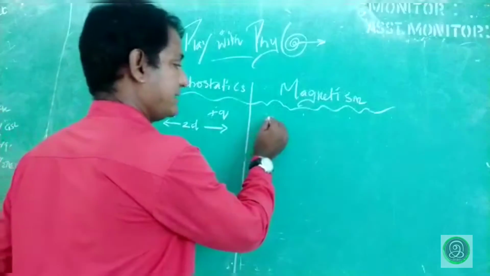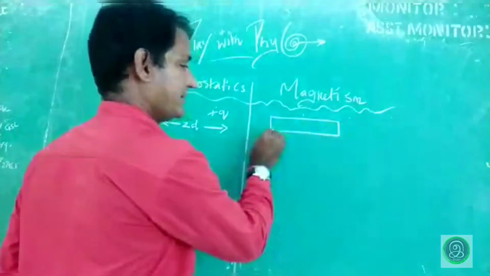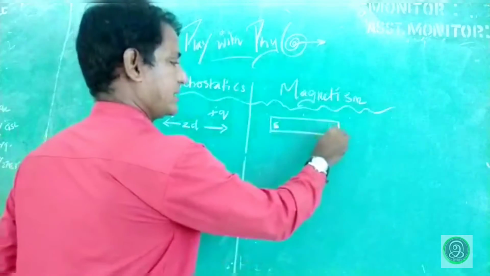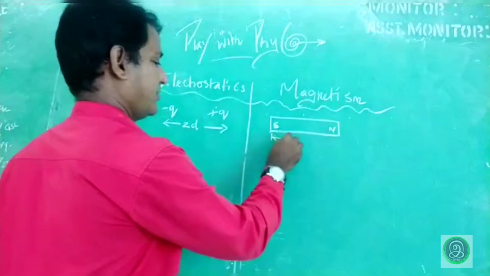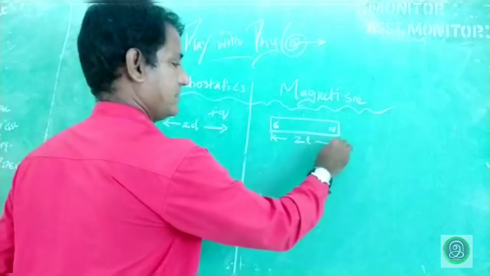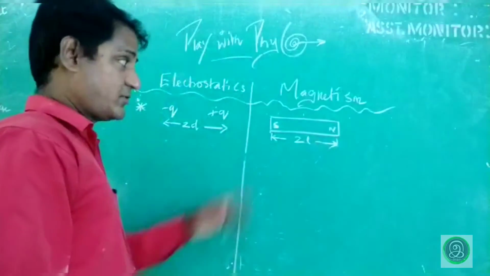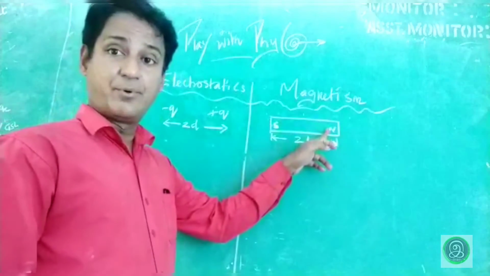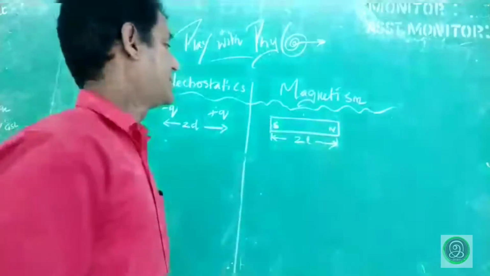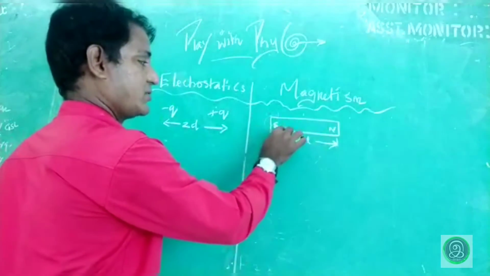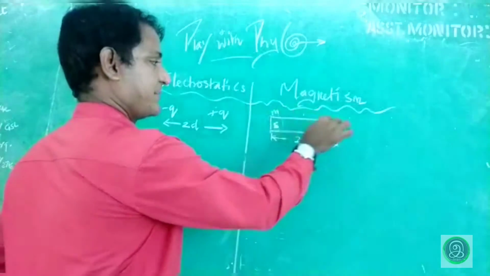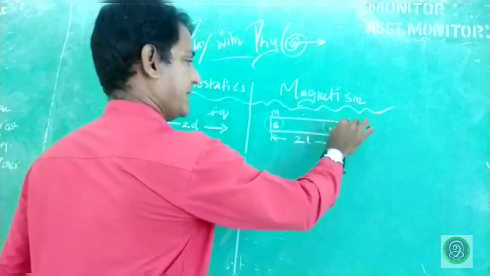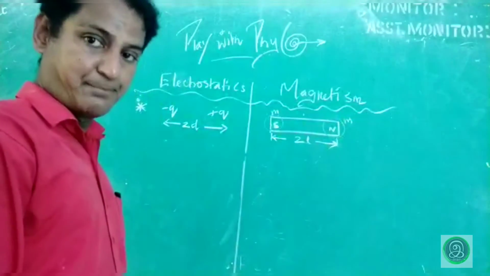Right? Here, take a bar magnet, south pole, north pole, separated by a small distance, 2l, which is called a magnetic dipole. Right? And the south pole has a pole strength m, the north pole again has a pole strength m, small m.